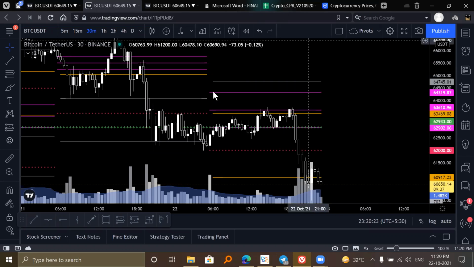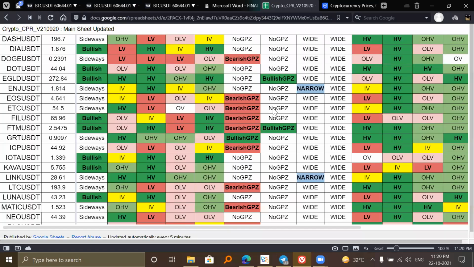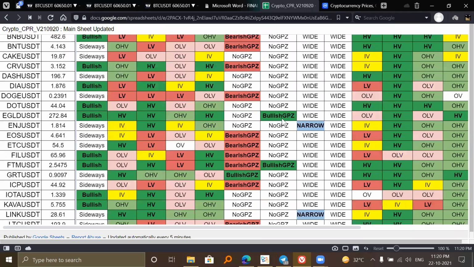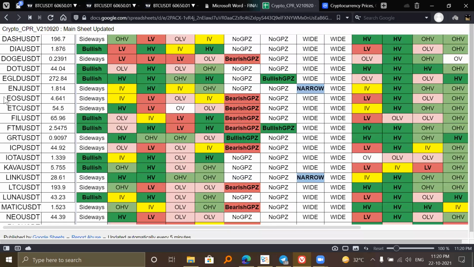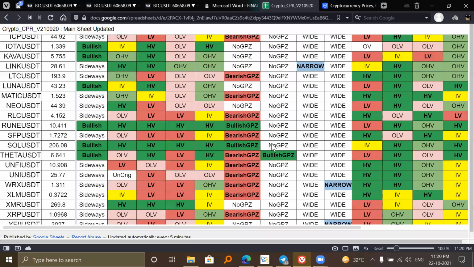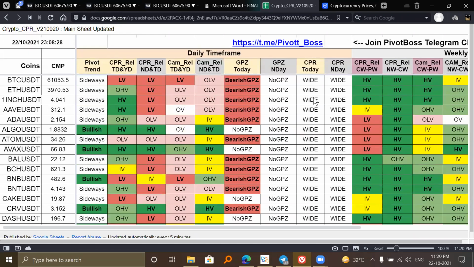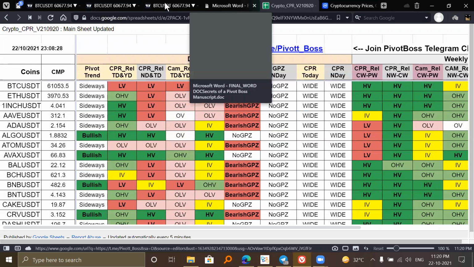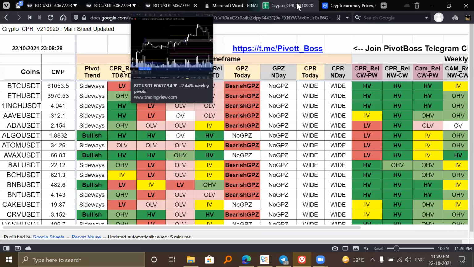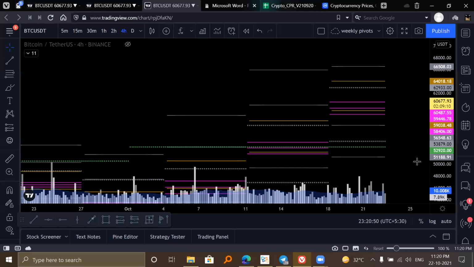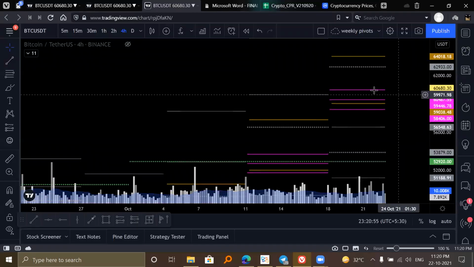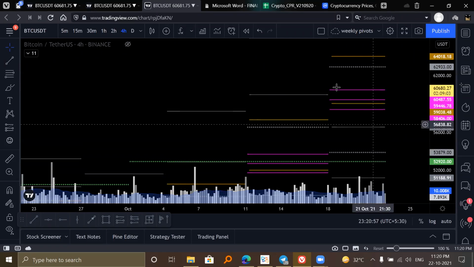I hope it's clear. Now comes this one, GPG next day. So until now, no GPG is observed in these coins, except EGLD USDT and FTM USDT. Some have bullish GPG. Almost all coins have no GPG. And CPR today is nothing but the length or distance of the CPR. Like if this is wide, then these three lines will be very distant to each other. If they are very close to each other, then here it will show narrow.